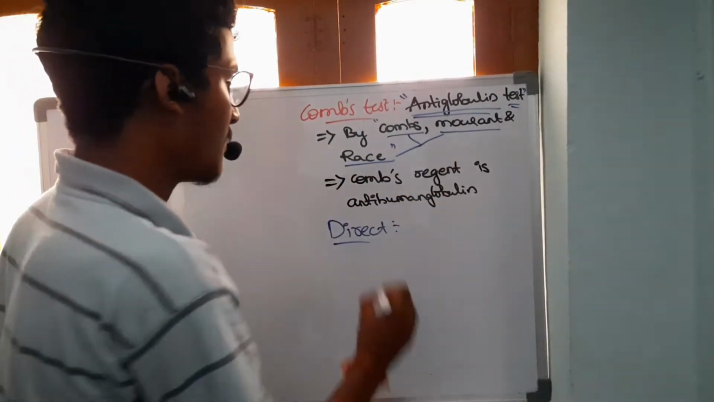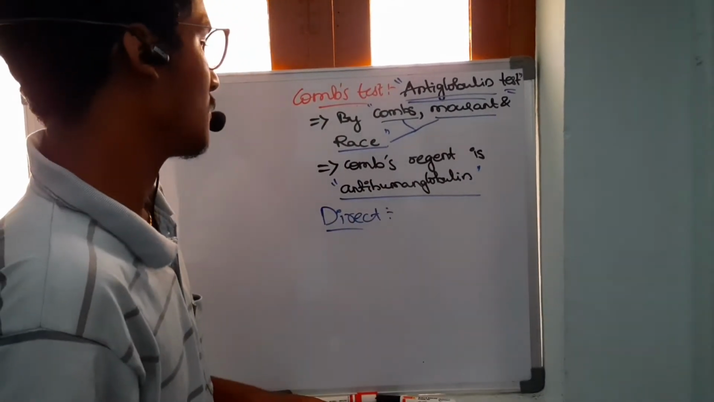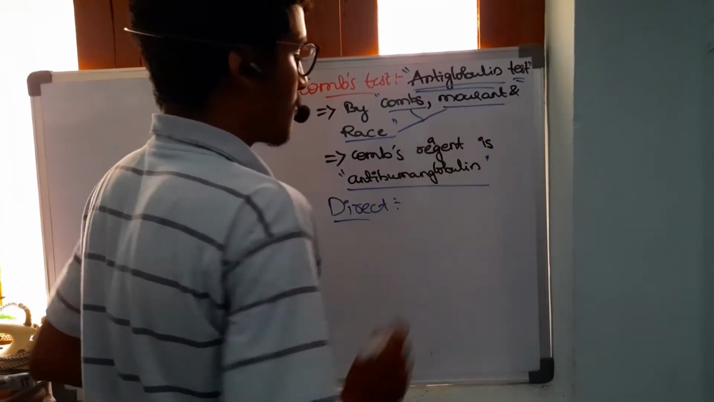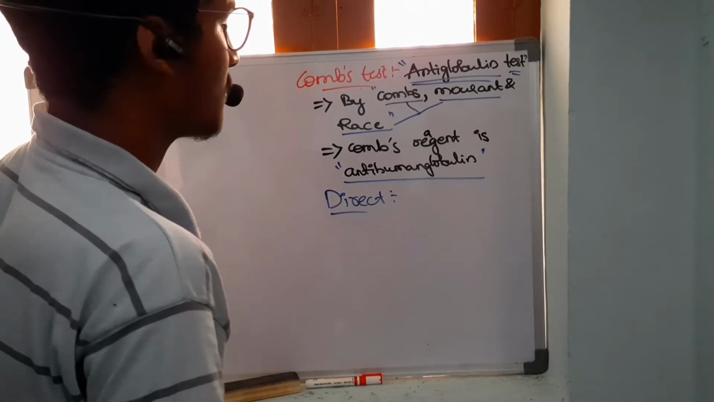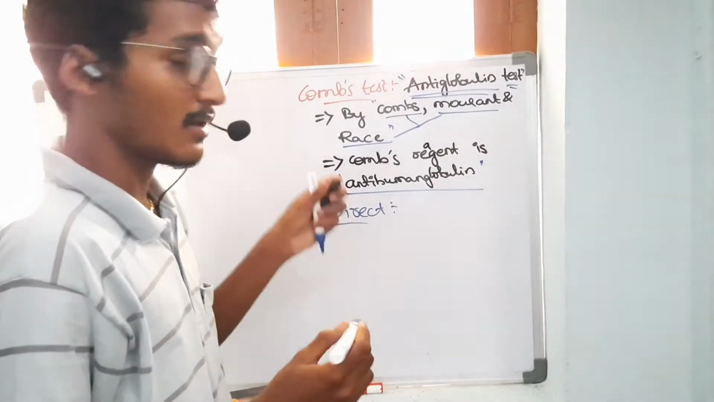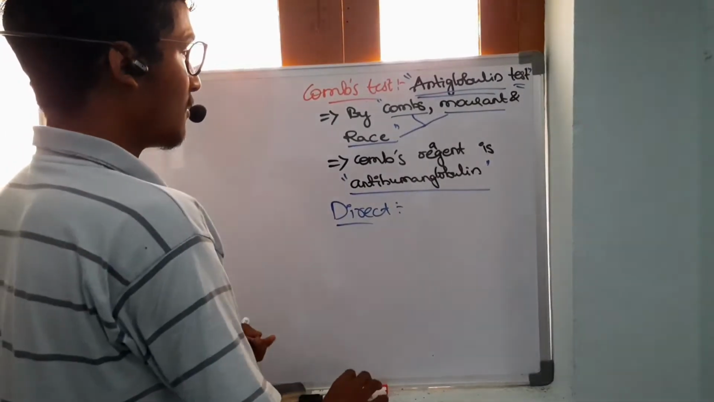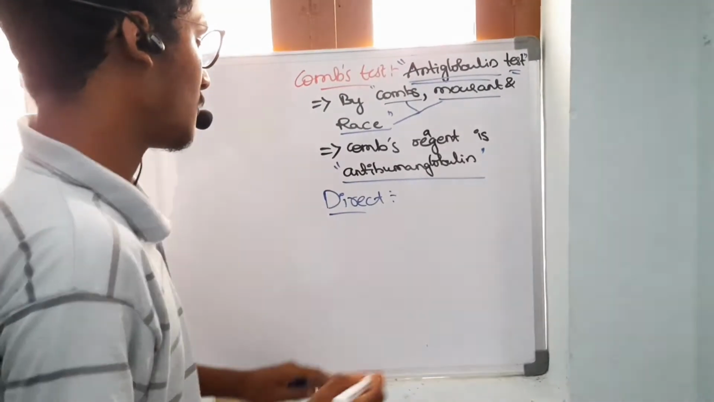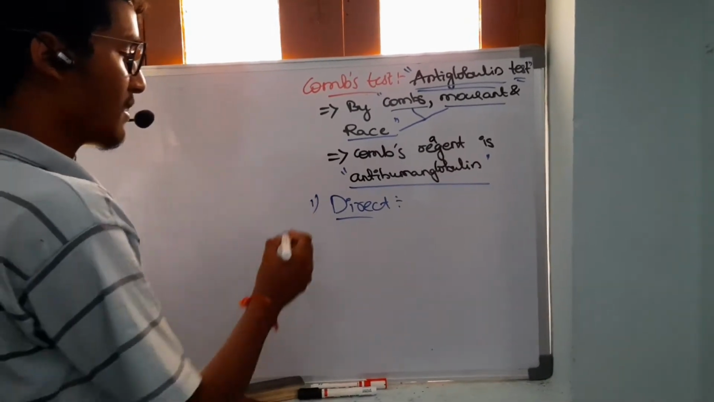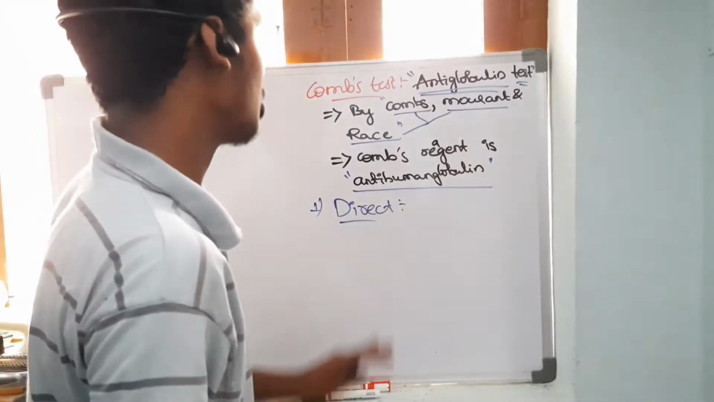The Combs reagent is an anti-human globulin. The reagent used in a Combs test is known as the anti-human globulin reagent. As we discussed previously, the Combs test is classified into two types. The first one is direct and the second one is indirect. Let us discuss what the direct Combs test actually is.